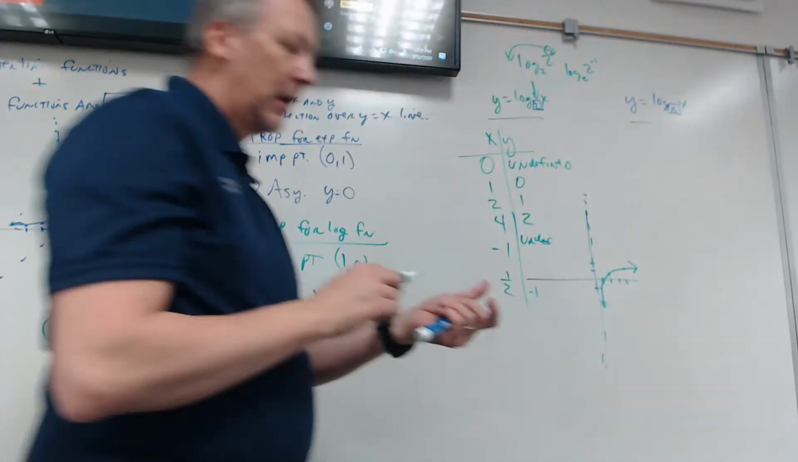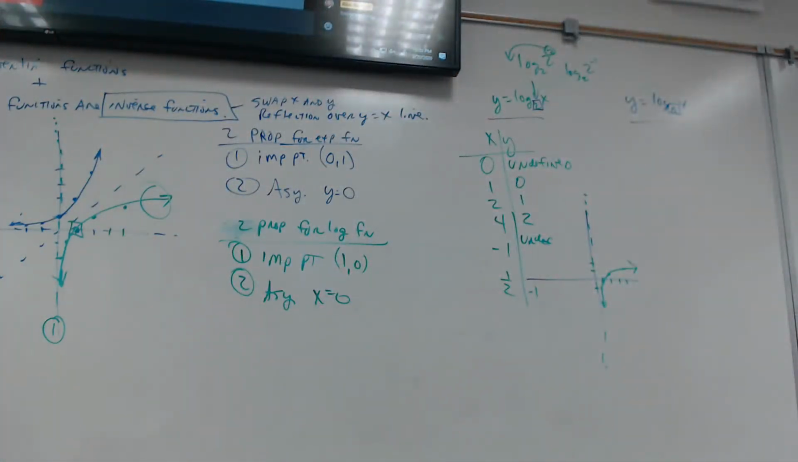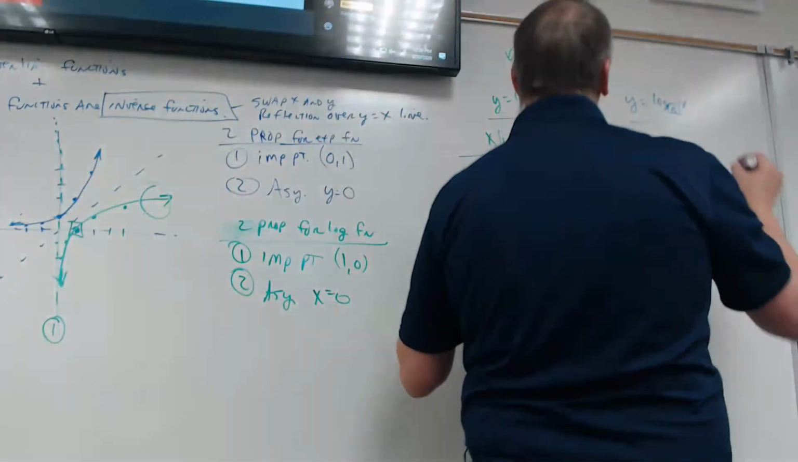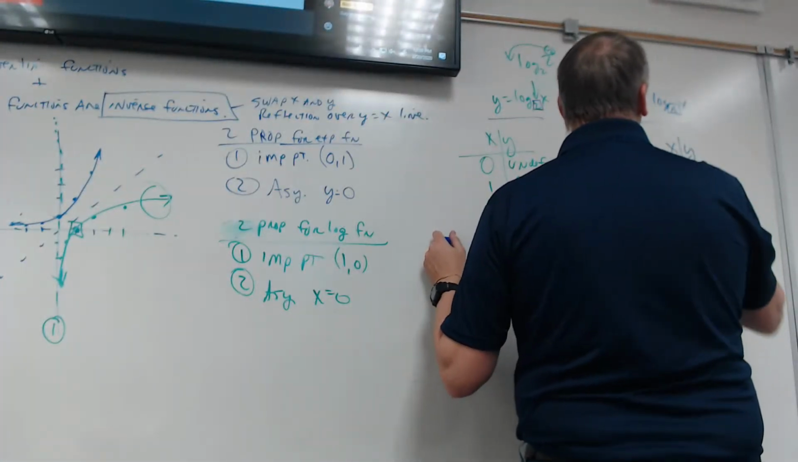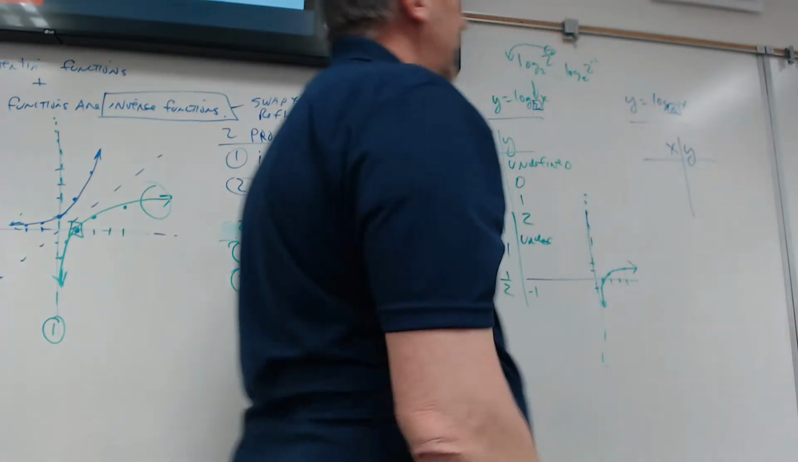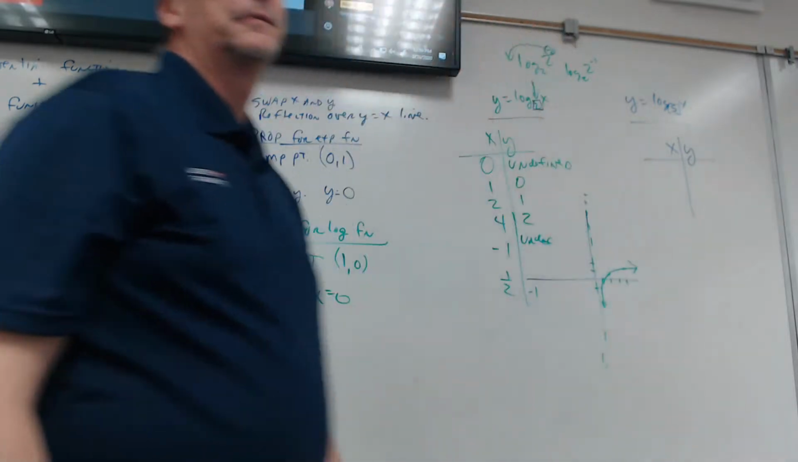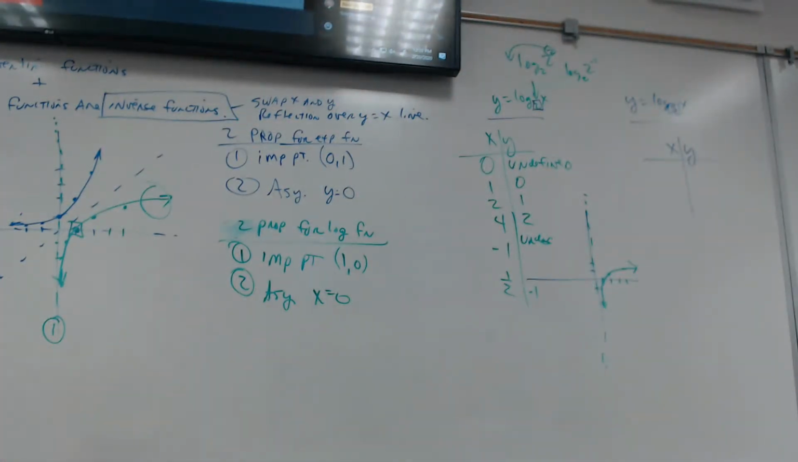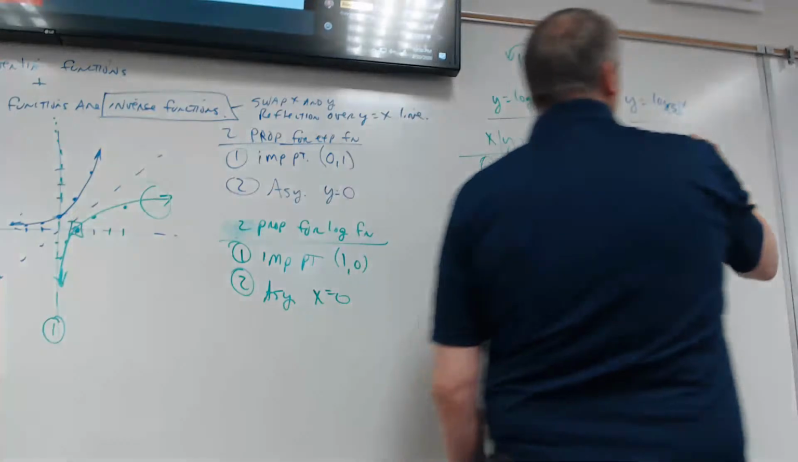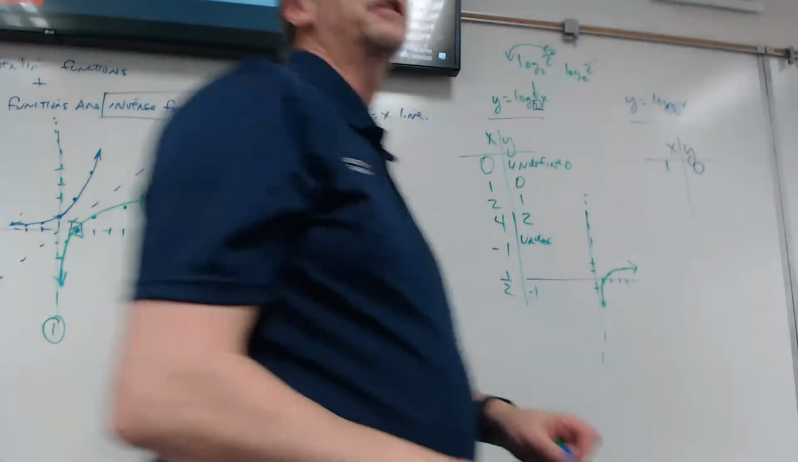Okay? Now, let's pick on Demi. Can you tell me some good points to pick for this blue one over here? Log base 5, the terrible looking 5, of x. 1. Log of 1 is? Yeah. Okay, what's another good number to pick?